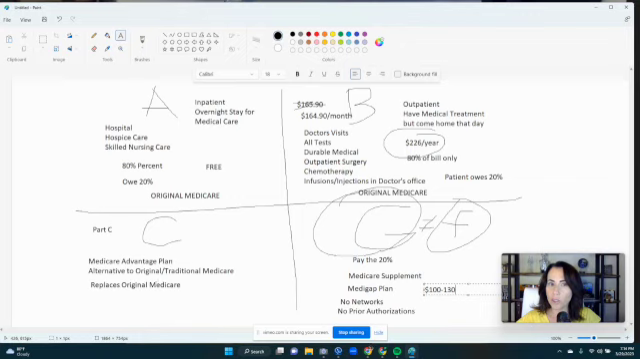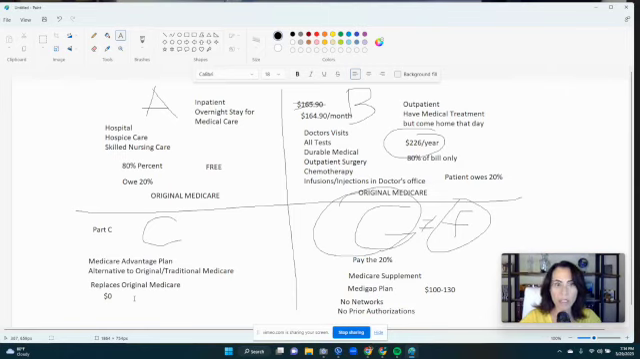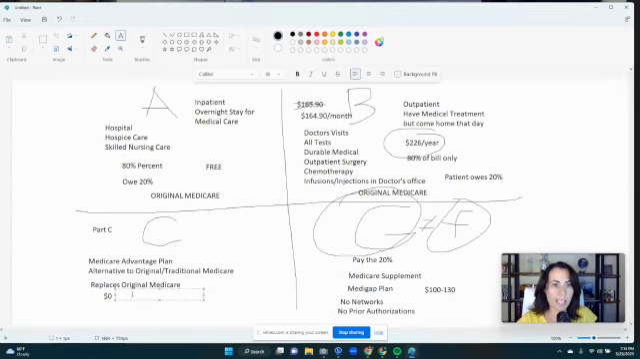It is, as we said, an alternative to original Medicare, replaces your original Medicare. It is $0. So a lot of people do like that. It doesn't cost anything. It's a $0 premium plan. So sometimes it does cost a little bit, but most of these plans are $0 per month. Okay, so you're not paying an additional premium to have a Medigap plan. But as I said, it's an alternative to traditional or original Medicare. It replaces your original Medicare.